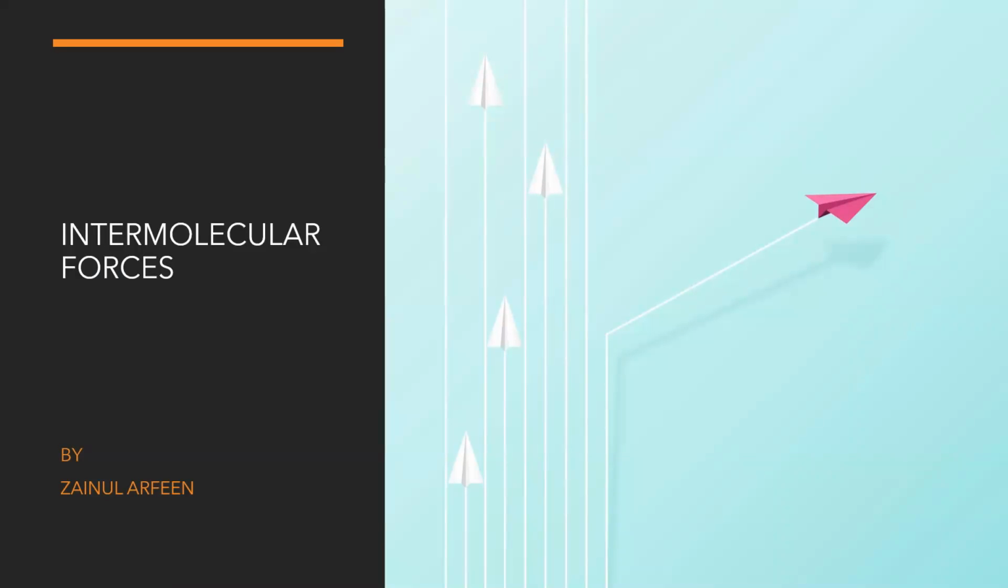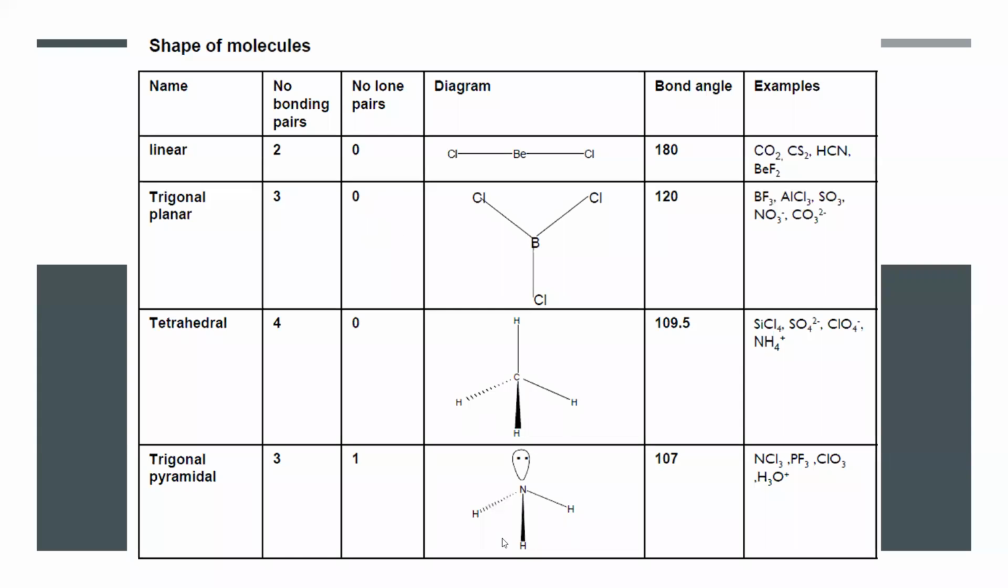The structure or the shape of the molecule depends on the number of the bond pairs and the lone pairs. So for example, we have a molecule which is having 2 electron pairs, and both of them are bond pairs and there is no lone pair. So what will be the structure? The structure will be linear with a bond angle of 180 degrees. Examples of such molecules are carbon dioxide, carbon disulfide, hydrogen cyanide and beryllium fluoride.